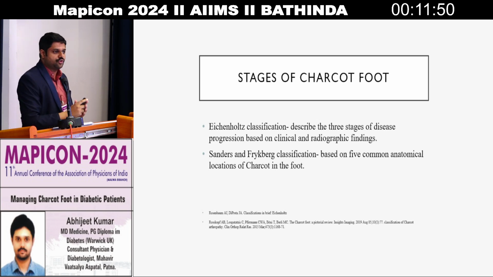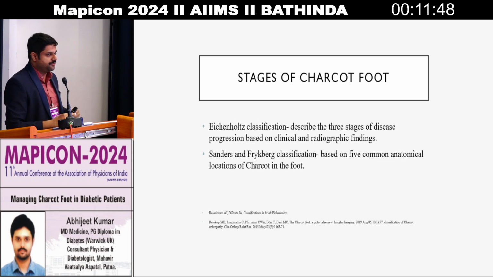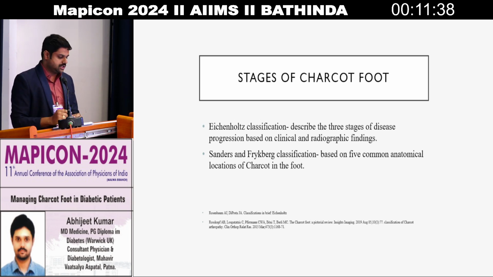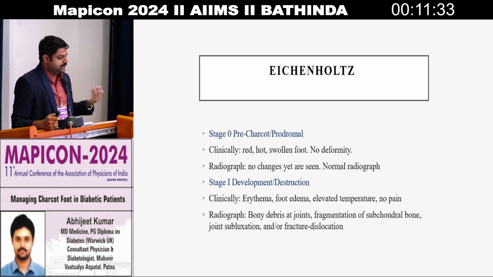So what are the stages of Charcot foot? We have two different classifications. One is the Eichenholz classification, which is based on the clinical and the radiographic findings. The other, Sanders and Freiberg classification, is based on the anatomical locations. So coming to stage 0 or pre-Charcot prodromal stage of Eichenholz classification, clinically the patient will have a red, hot and swollen foot without any deformity, and we will have a completely normal radiograph.